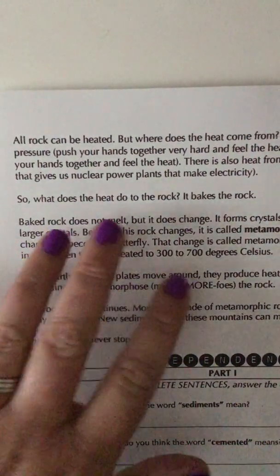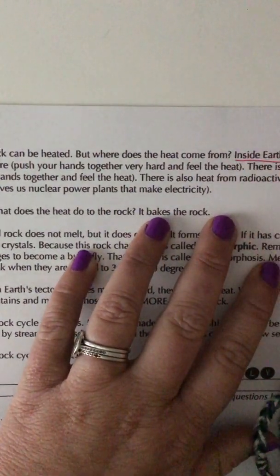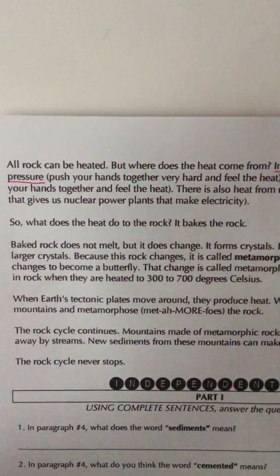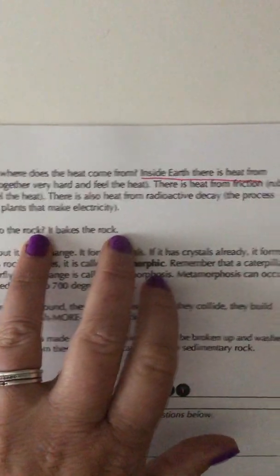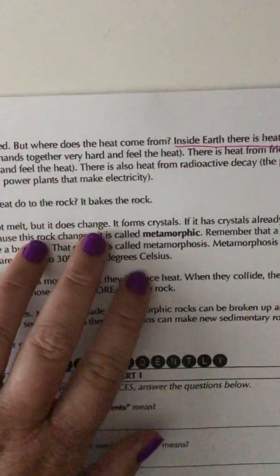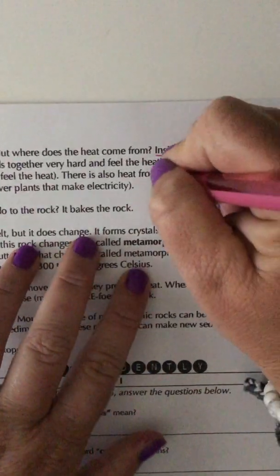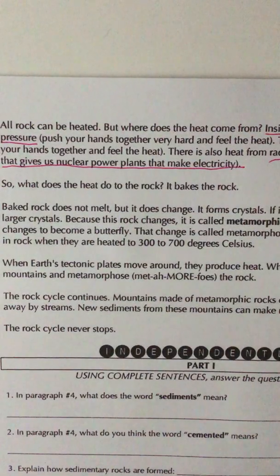All rocks can be heated, but where does the heat come from? Inside the earth, there's heat from pressure. And you can make this happen as well. If you press your hands together very hard, you can feel the heat. There is heat from friction. So if you take your hands and rub them together like this, that can cause friction, which can cause heat. There's also heat from radioactive decay. The process, this is important, that gives us nuclear power plants that make electricity.